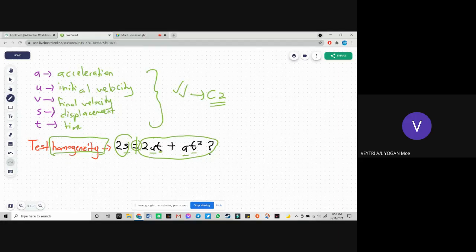Okay? Right. Now, let's do this question together. Let's test whether soalan dia homogeneous or not. Now, 2S equals to 2UT plus AT square. Okay, S, displacement kan? What is the dimension untuk displacement? Anyone? L. Just try. L maybe. Yep.